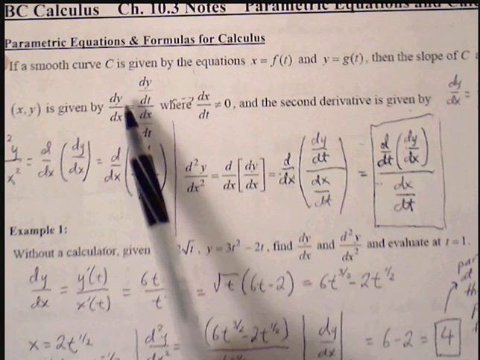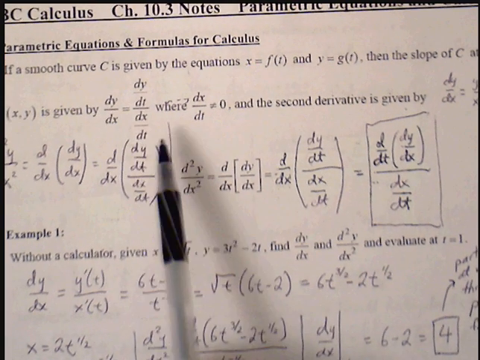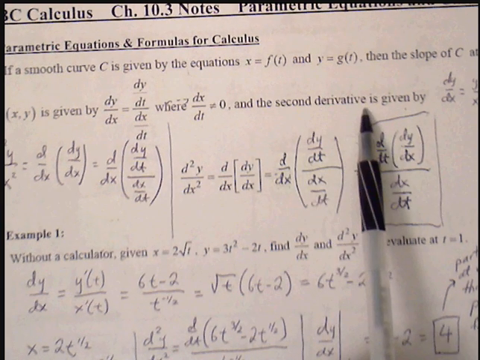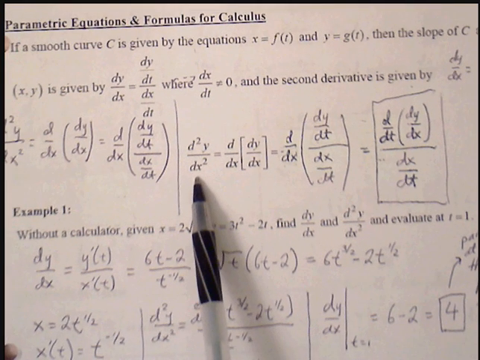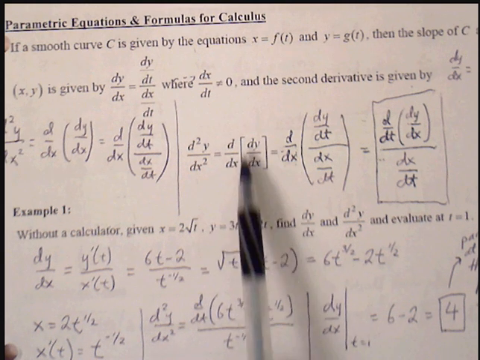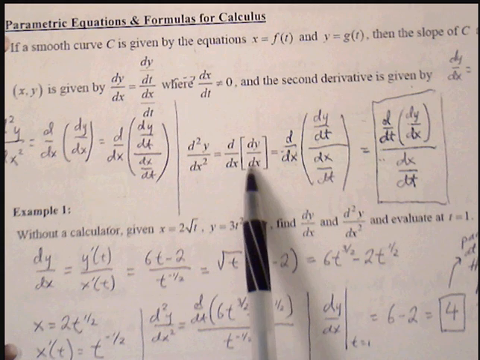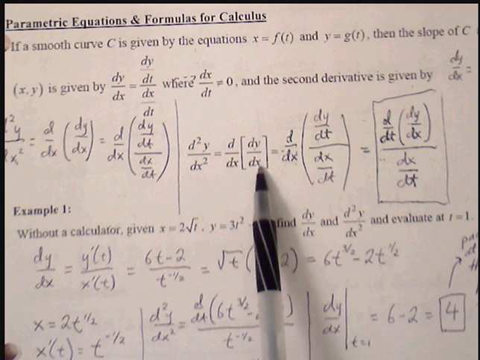The first derivative I think is intuitive and it makes sense, but it's the second derivative that takes a little bit of time to get used to. So let's look at the second derivative. d2y over dx2, we're essentially finding the derivative d/dx of dy/dx. So that makes sense, right? We want to find the derivative of this dy/dx.